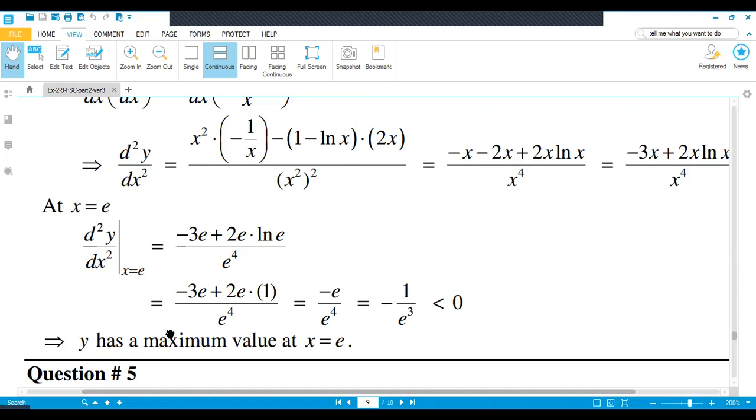So we prove that y has a maximum value because we get it less than 0. This proves that the given function is maximum when x is equal to e.